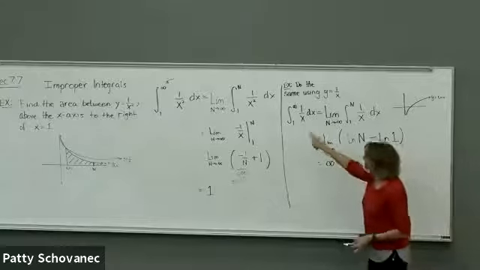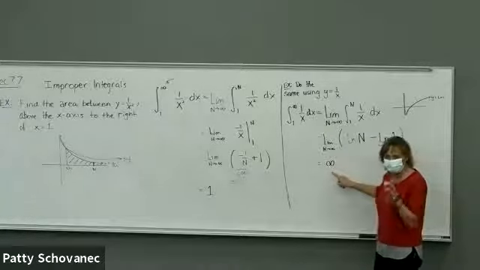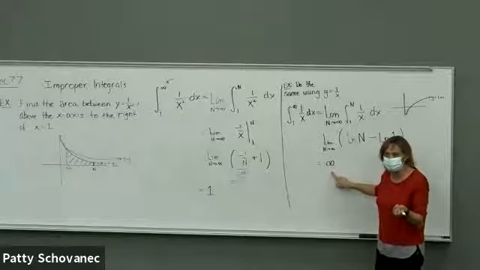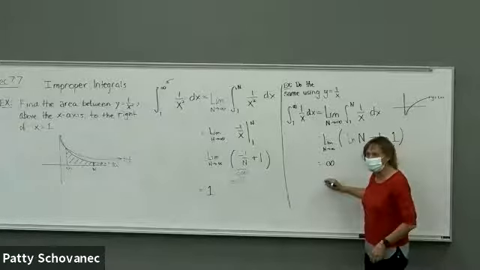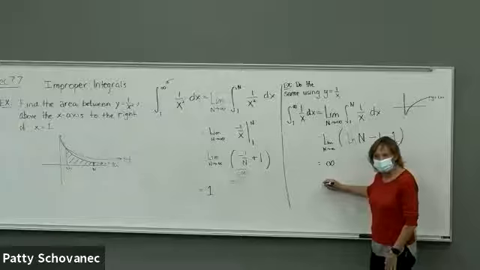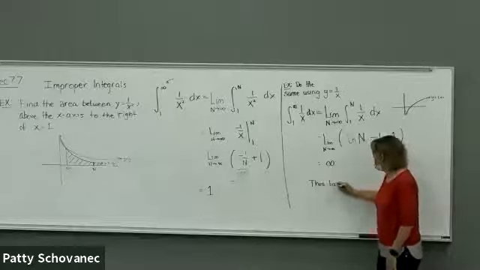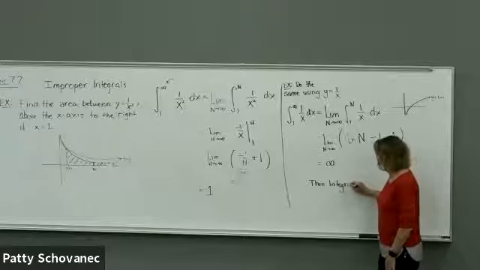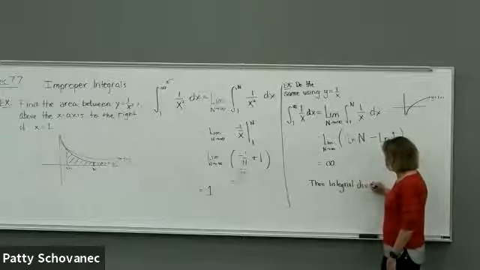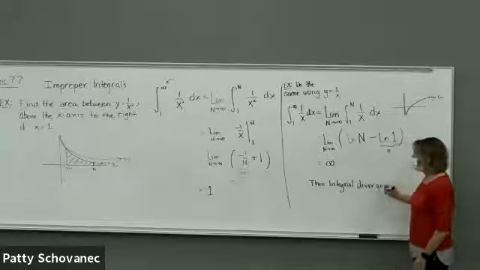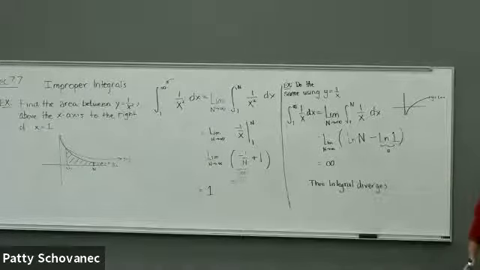When the improper integral takes on a value of either infinity or minus infinity, or if it doesn't exist for some reason other than that, then we say that this integral diverges. And it's because the graph of 1 over x doesn't hug the x-axis tightly enough.